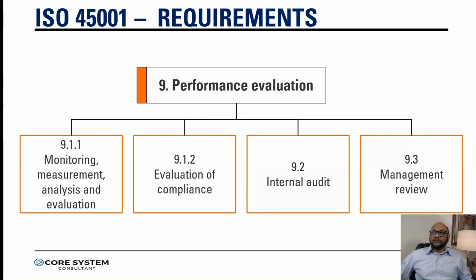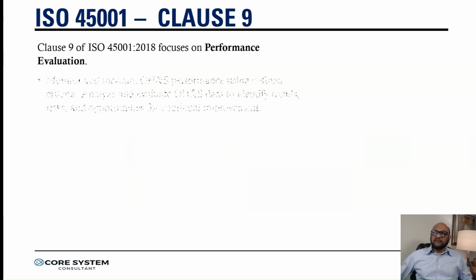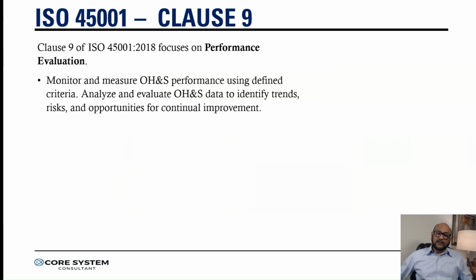The ninth clause has three subclauses, and I've further broken down 9.1 into two subclauses, 9.1.1 and 9.1.2, to highlight the importance of the evaluation of compliance. This clause basically focuses on performance evaluation. When you have evaluated the risk assessment, and when you have implemented all of that, then how is the health and safety management system performing?